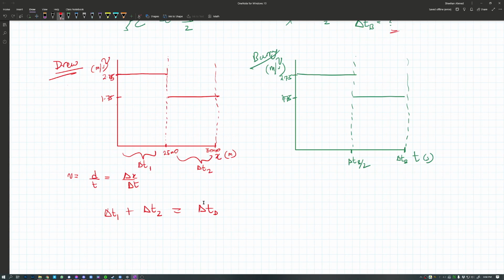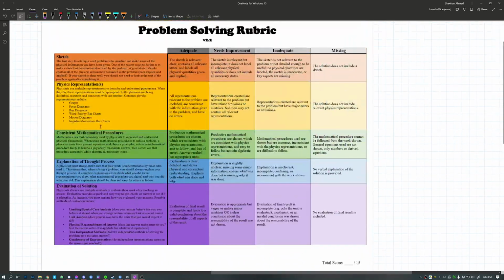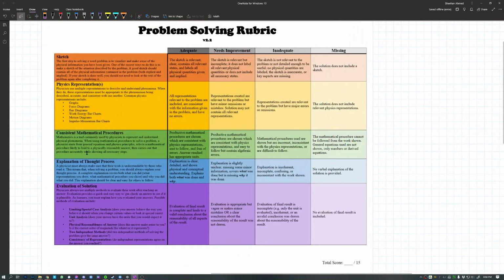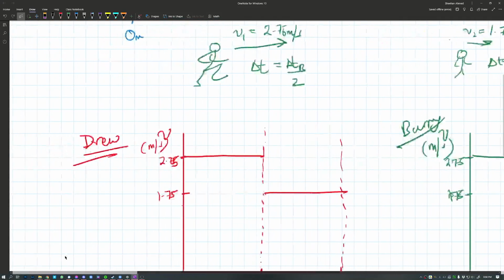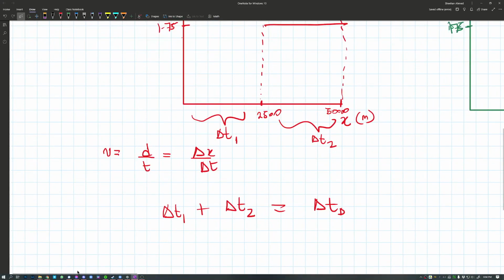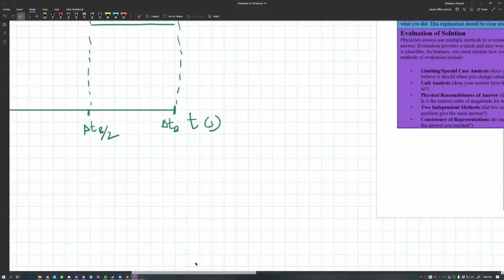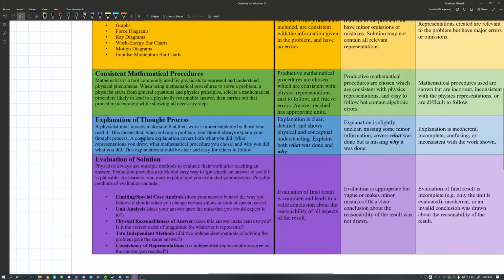And before we move on, notice we've moved on to the next part of our rubric, consistent mathematical procedures. Mathematics is a tool commonly used by physicists to represent and understand physical phenomena. When using mathematical procedures to solve a problem, a physicist starts from general equations. Did I do that? Yeah, the speed related to distance and time, that's a very basic general equation. I didn't get to the complicated stuff immediately. Start from a general equation.